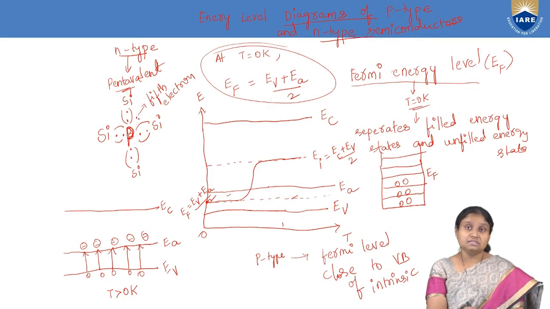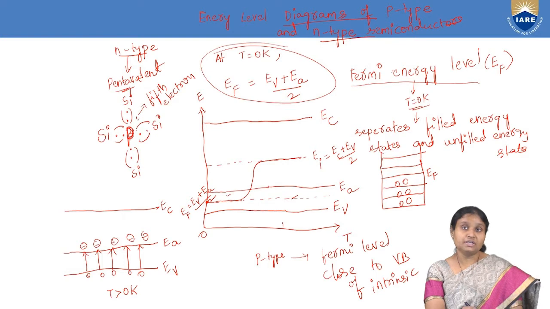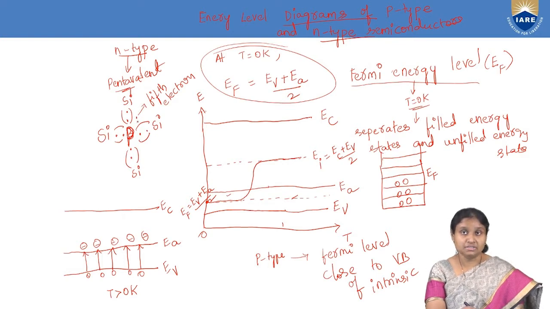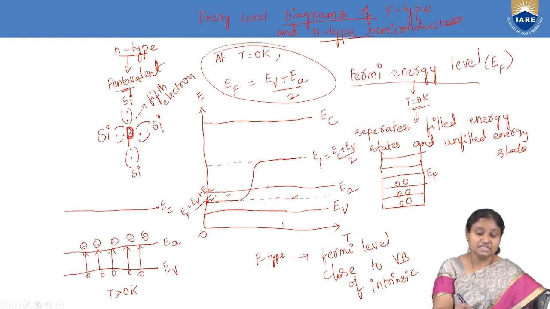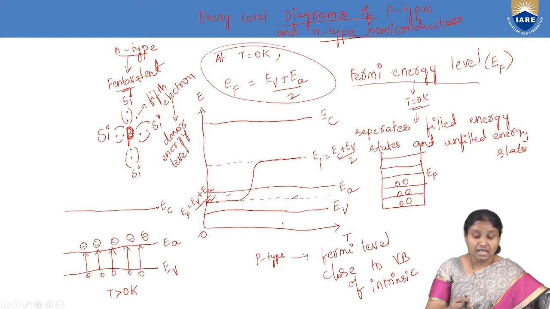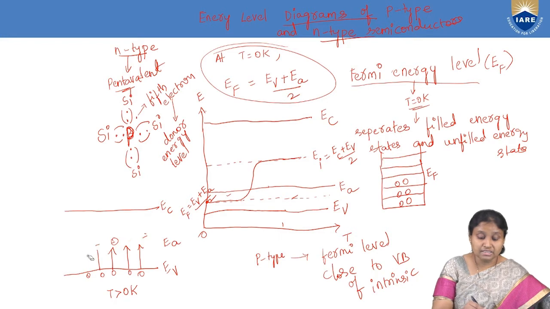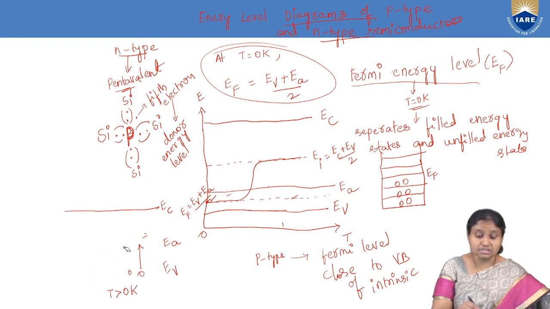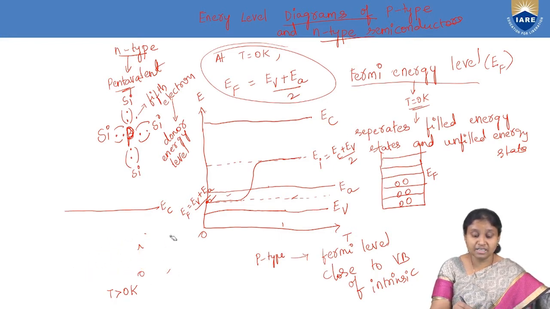Here, as you can see, this fifth electron, this free electron, will take part in conduction, and the energy level of this fifth electron of the pentavalent impurity is called the donor energy level. And where will this donor energy level be? That is what we are going to observe here, in the case of n-type semiconductors.